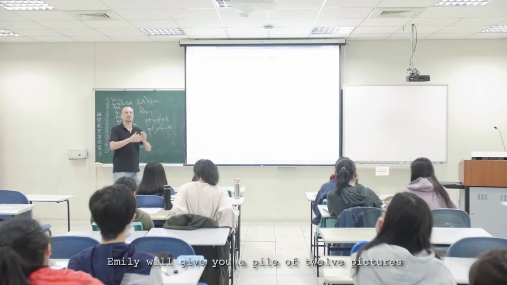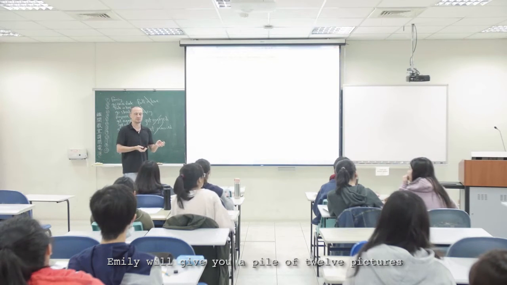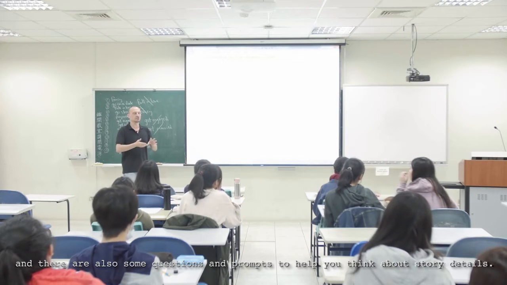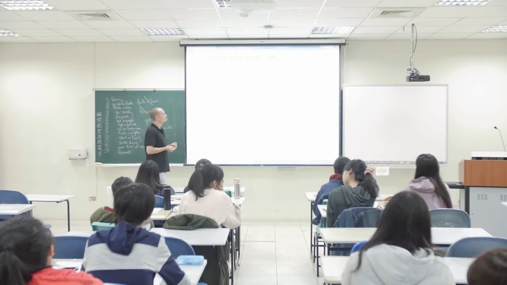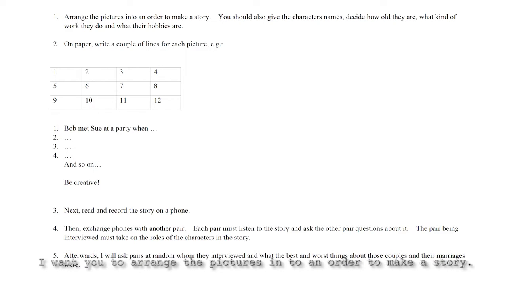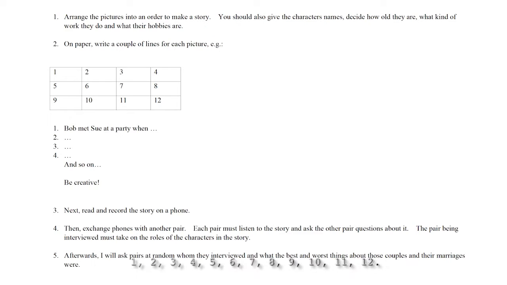But in a while, Emily's going to come round and she's going to give you a pile of 12 pictures. And there are also some questions and prompts to help you think about some story details. What I want you to do is arrange the pictures into an order to make a story. So if you've got 12 pictures, maybe you could have 1, 2, 3, 4, 5, 6, 7, 8, 9, 10, 11, 12. Okay?